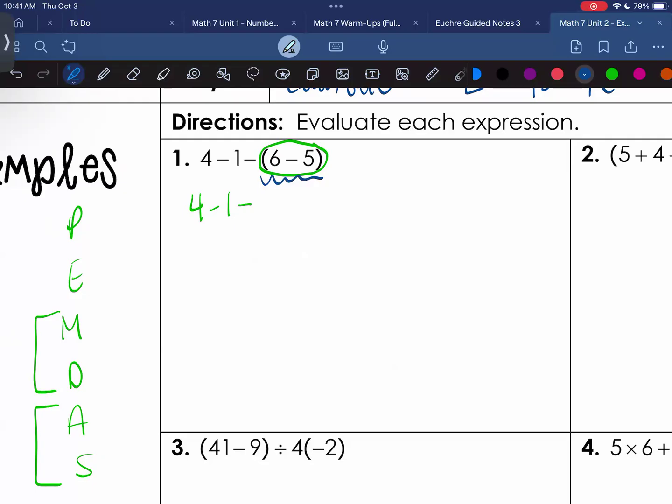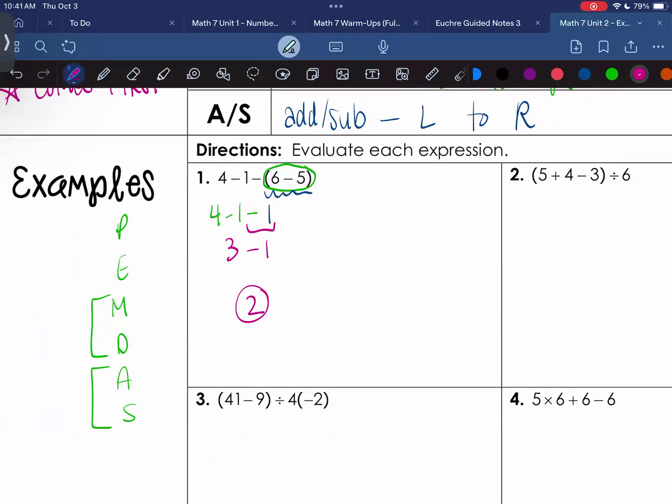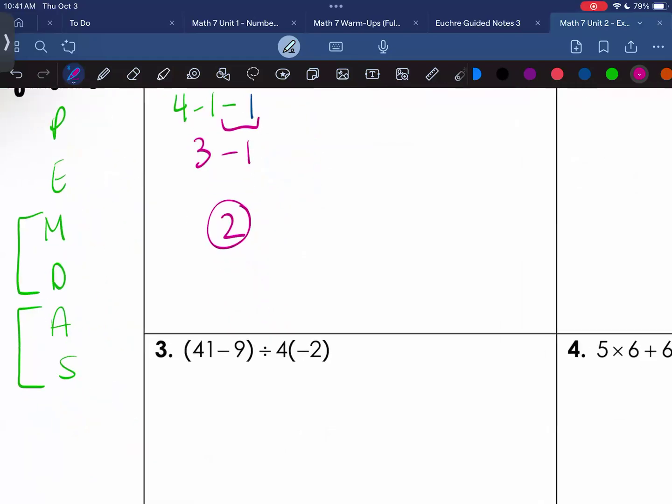6 minus 5, that gives me 1. Now, I don't have any other operations going on except subtraction, so I'm going to go ahead and solve that just left to right. 4 minus 1 is 3. Bring the rest down. 3 minus 1 is 2. That one was pretty easy. Let's go ahead and do number 3.